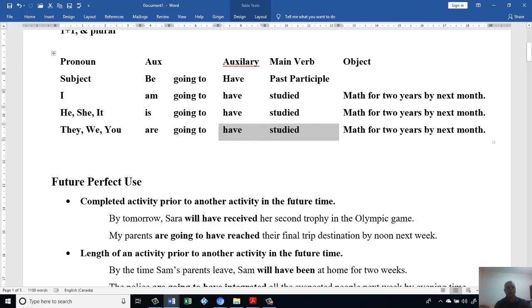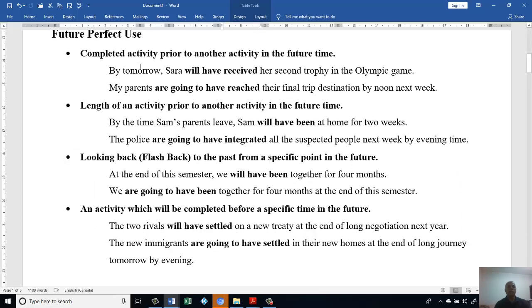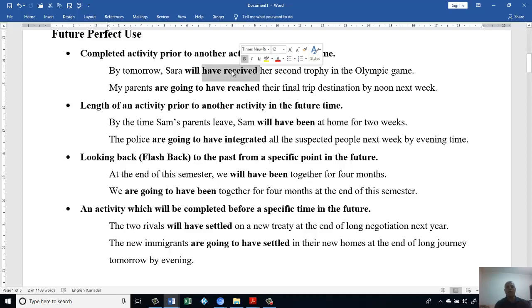When we use the future perfect, it is for a completed activity prior to another activity in the future time. For example, by tomorrow, this is the indication of the future: Sarah will have received. If you look here, Sarah is the subject, and will is the modal here for the future. Then we make it perfect time, we use have plus the past participle: her second trophy in the Olympic Games.